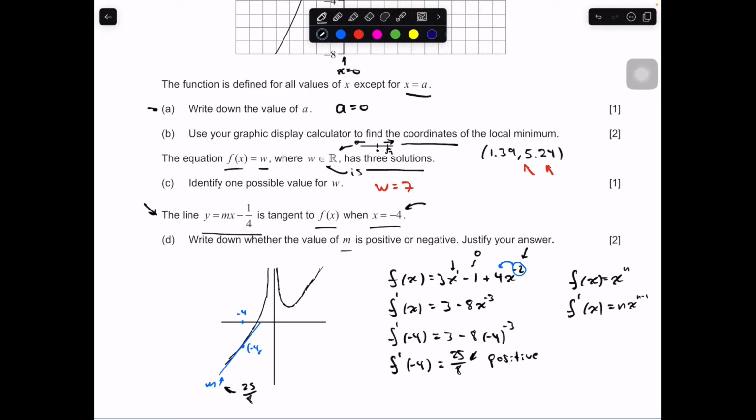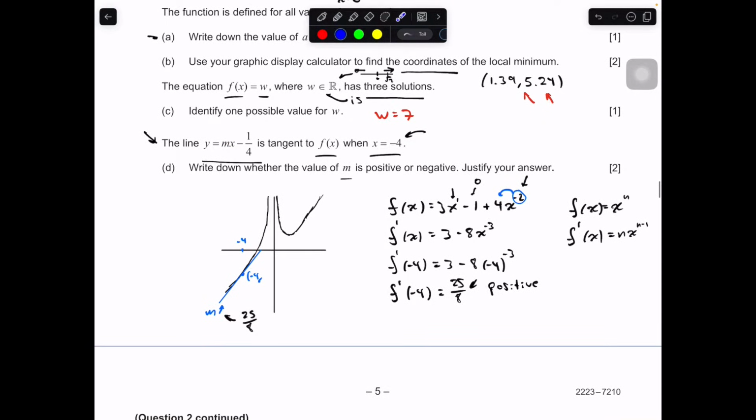Another way, which doesn't require calculus, is just looking at this line itself. This y is equal to mx minus 1 over 4. And they give us an x value of -4. So we could put that in. And if we know an x and y value, then we know 2 out of the 3 unknowns, and we can solve for m. So let's go ahead to the calculator screen once again.